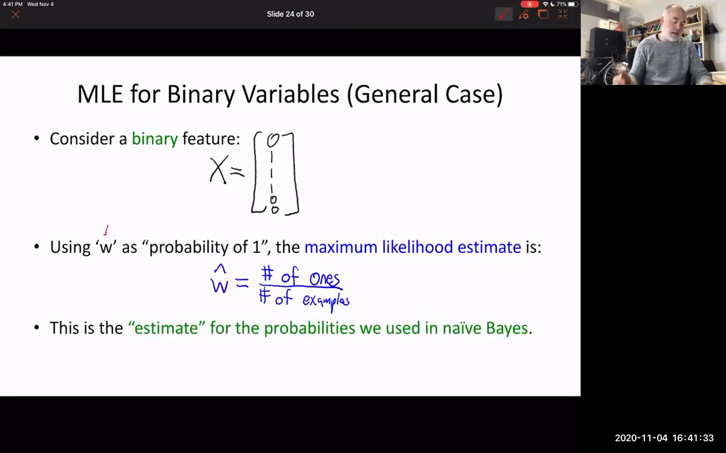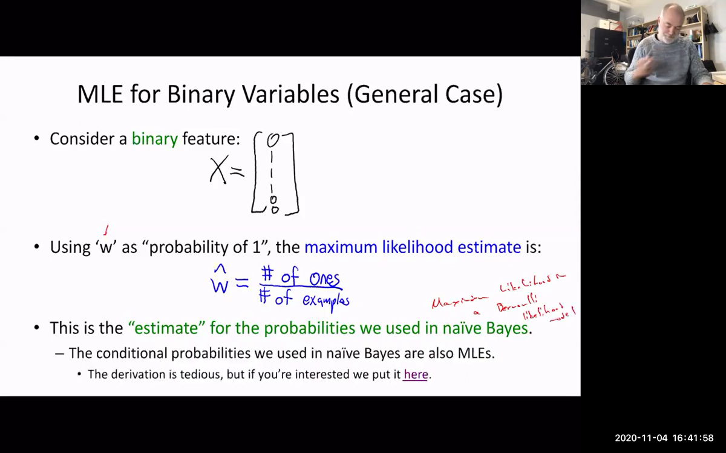And this estimate for the probabilities that we used in naive Bayes is actually maximum likelihood in a Bernoulli likelihood model.